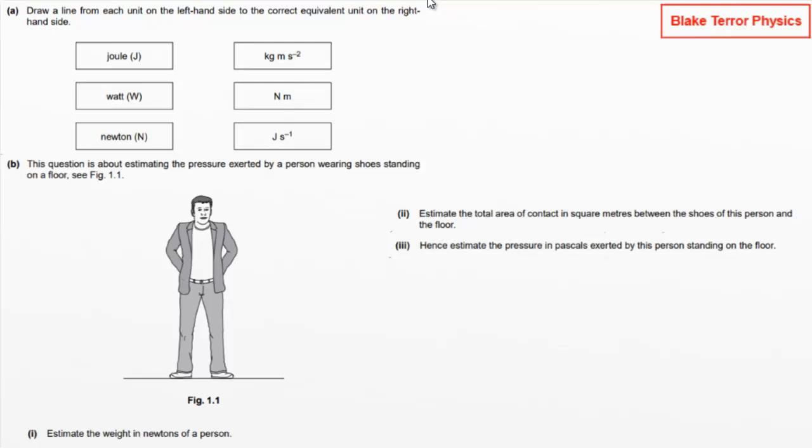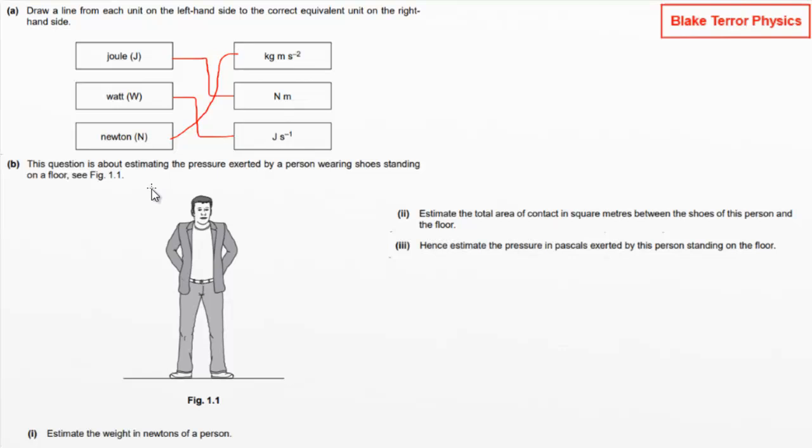Draw a line from each unit on the left-hand side to the equivalent unit on the right-hand side. Okay, so we've got energy here, joules. We've got a force times distance, so work done is force times distance. We've got watts, which is joules per second, and then we've got newtons. So hopefully this is going to be something that looks like mass times acceleration, and lo and behold, it is.